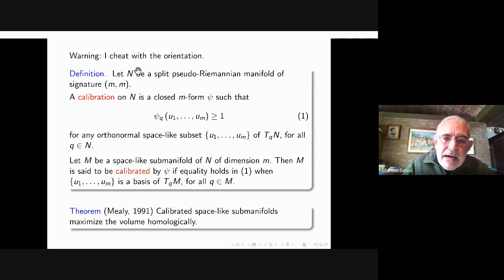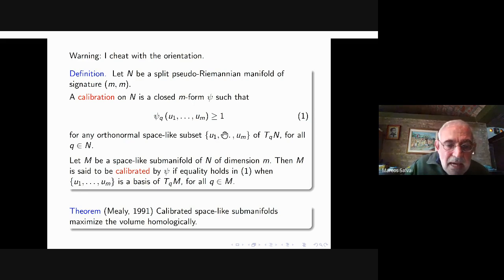So let N be the ambient manifold. N is a split pseudo-Riemannian manifold of signature (m,m). A calibration of N is a closed m-form phi such that if you take any orthonormal spacelike set with m vectors of any tangent space at any point, then you evaluate phi, that is, you take the phi-volume of the parallelepiped determined by this basis, and it is bigger than or equal to one.